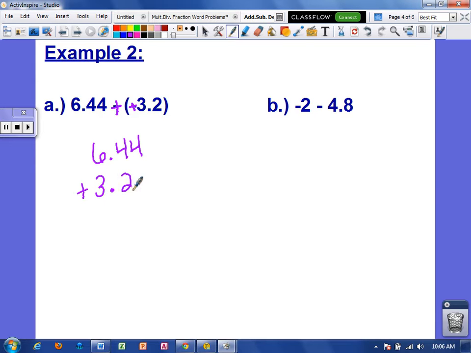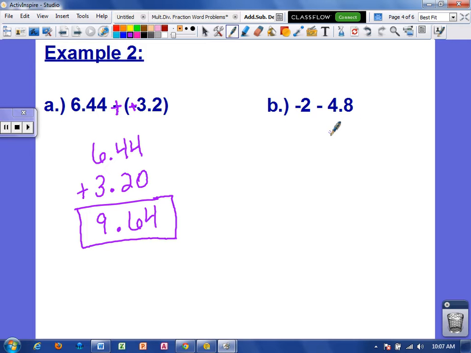Again, notice how I'm lining up the decimals, and I'm going to fill in the empty space with a 0. 4 plus 0 is 4. 4 plus 2 is 6. Keep the decimal. And 6 plus 3 is 9. So we just have a positive 9.64. Letter B, we have negative 2 minus 4.8.